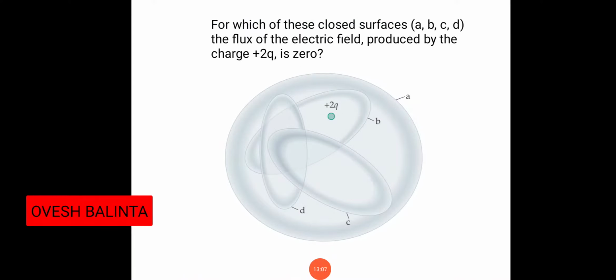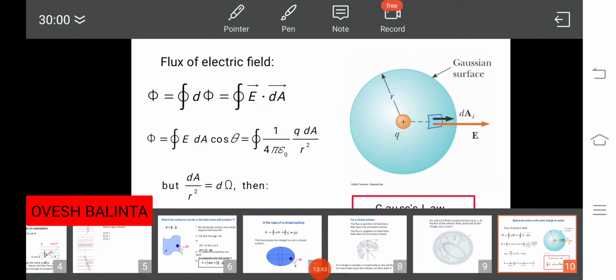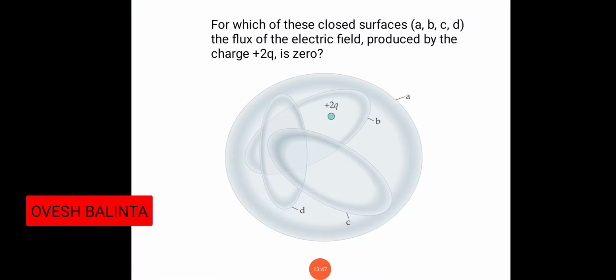Now suppose there are closed surfaces A, B, C, D. The flux of the electric field produced by the charge 2q, is it 0 or does it have some value? Here there is a 2q charge, and the spherical surface is there. You have to solve this by yourself: for which of these closed surfaces A, B, C is the flux of the electric field produced by the charge 2q 0 or not. This is another question I have given to you, you have to solve it yourself.